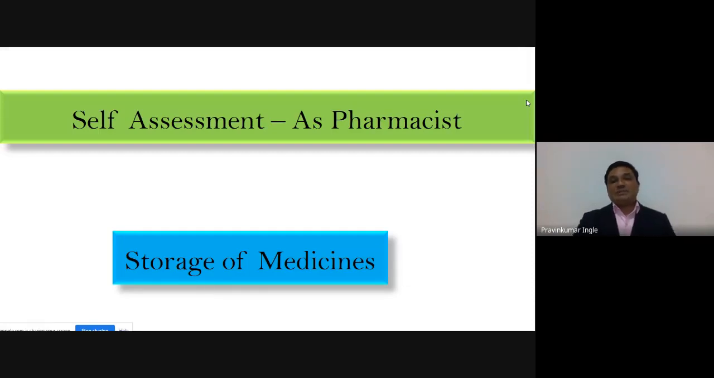So as a pharmacist, your role is very important to educate the patient. That is one of the aspects of self-assessment. Are we doing that as patients in our home itself? But as a pharmacist, are you giving advice to them? Are you having proper guidance for them?